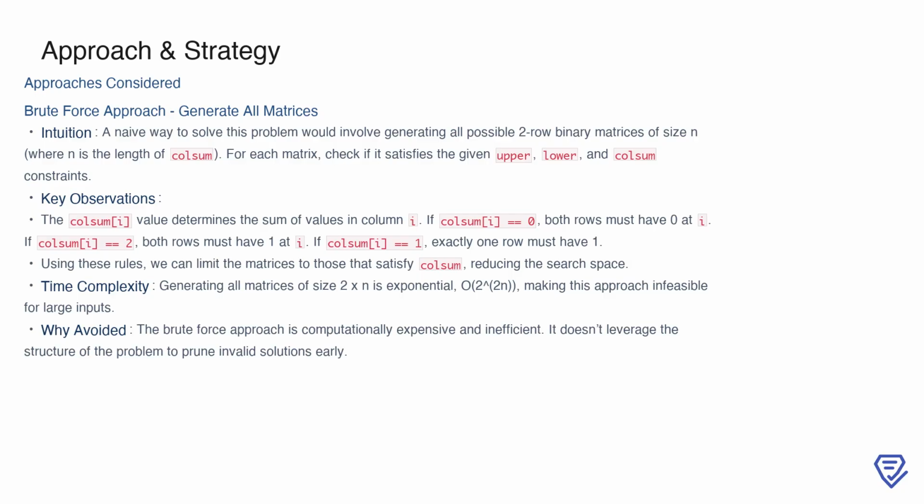While these rules help reduce the search space, the brute force approach is still computationally impractical because generating all possible two-row matrices grows exponentially with the size of n. Specifically, the time complexity of this method is O(2^(2n)), which makes it infeasible for larger inputs. Therefore, despite its simplicity, we avoid this approach due to its inefficiency and lack of optimization for the problem structure.